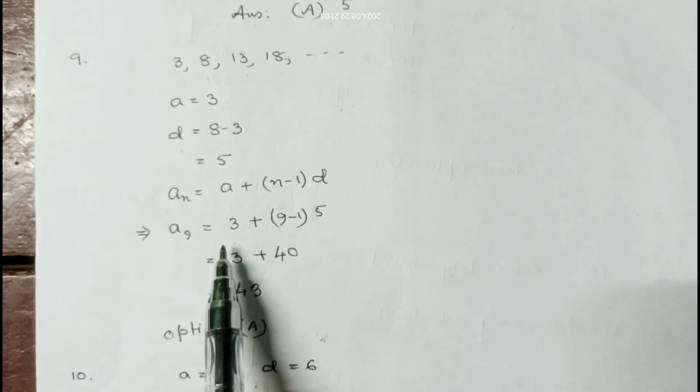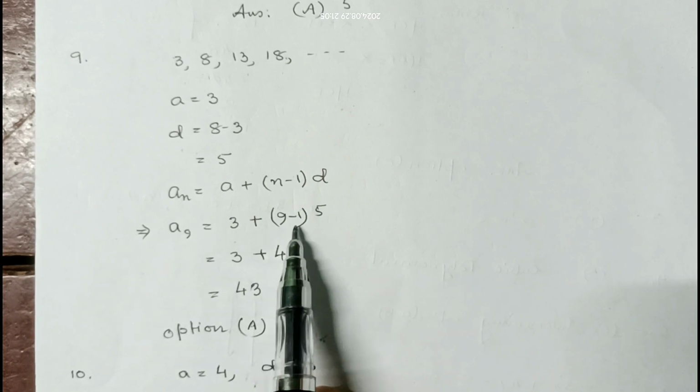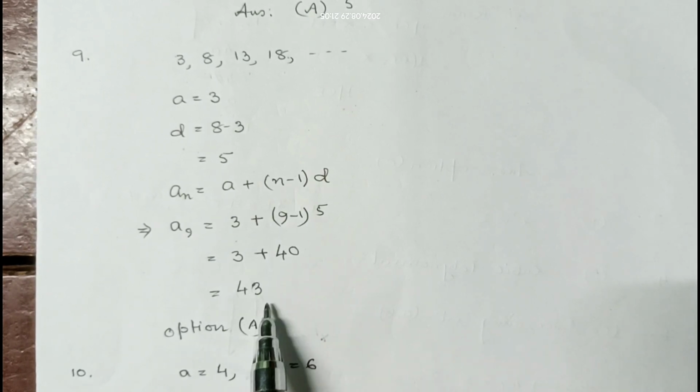So a9 will be 3 plus (9 minus 1) into 5. 9 minus 1 will give 8. 8 into 5 is 40. So 40 plus 3, that will give 43. Therefore option A, which is 43, is the correct answer.